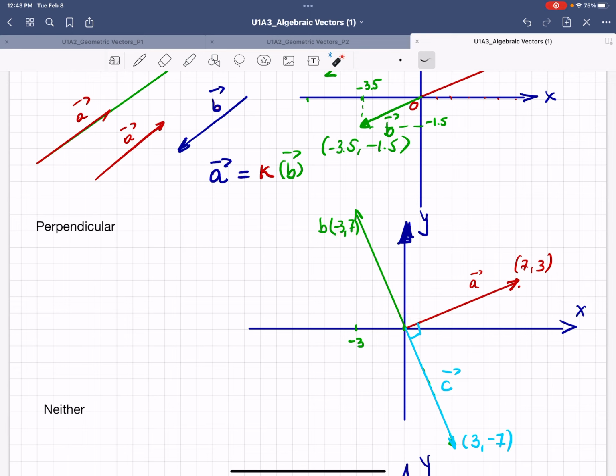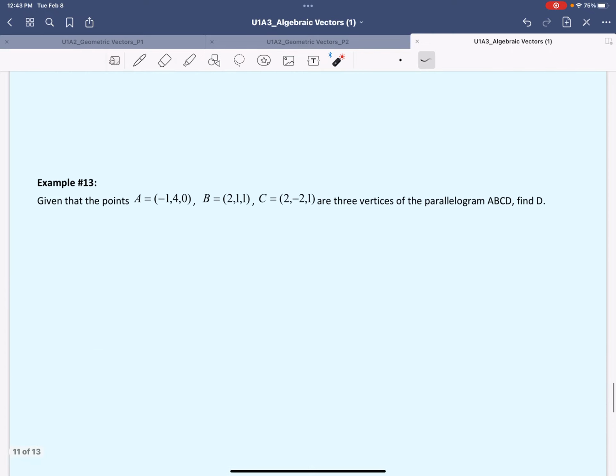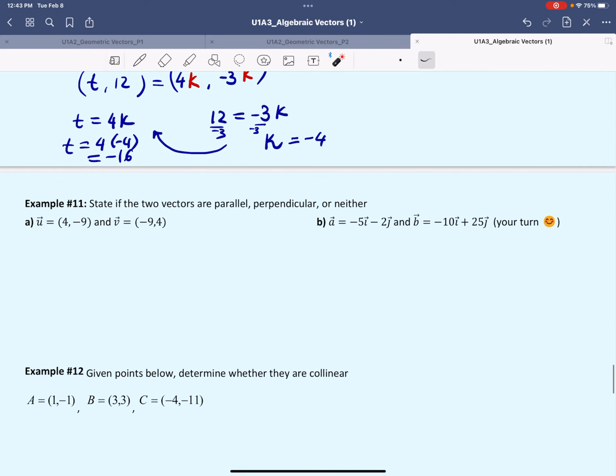This is something that we are going to discuss in more detail when we find the equations of lines and planes, which will be in the next unit. But for now, our main focus will be to identify whether vectors are parallel.